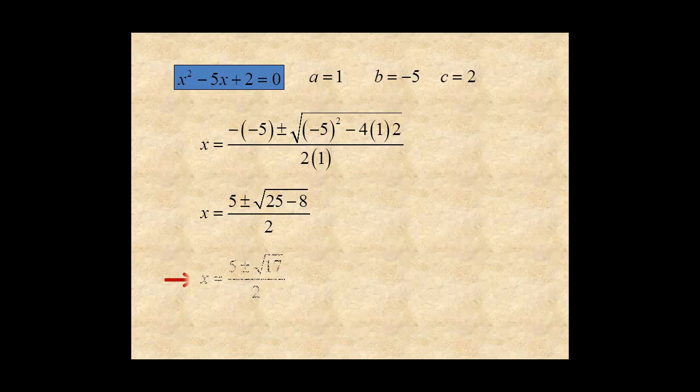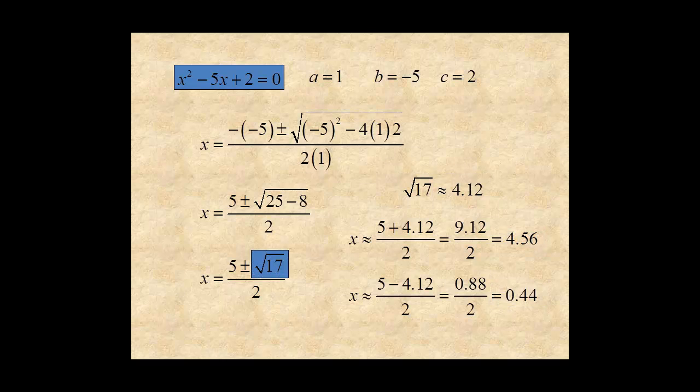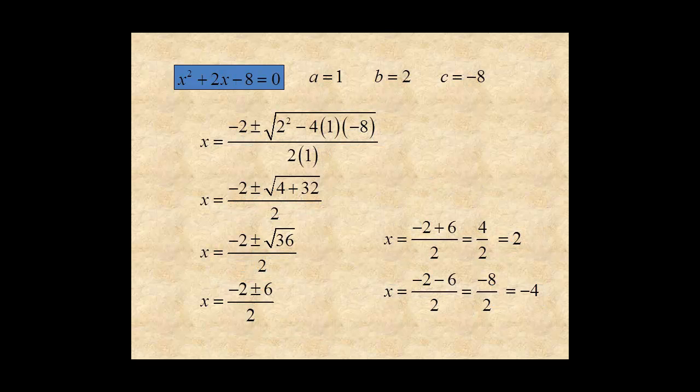5 plus or minus radical 17 over 2. Using a calculator, radical 17 is about 4.12. So the solutions are approximately 4.56 and 0.44. When the radicand is not a perfect square, the solutions are going to be irrational. On the other hand, when the radicand is a perfect square, the solutions are rational.